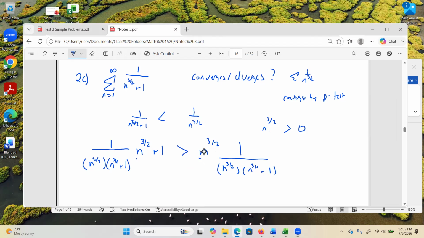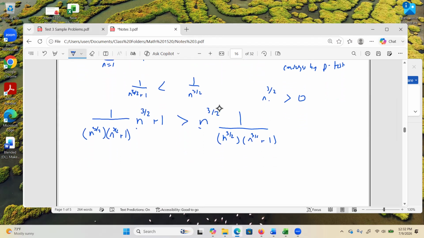So we have our inequality. We did not have to swap the sign. This is going to cancel on this side, and on the left side, that's going to cancel. So we're going to have 1 over n to the 3 halves is always going to be greater than 1 over n to the 3 halves plus 1.